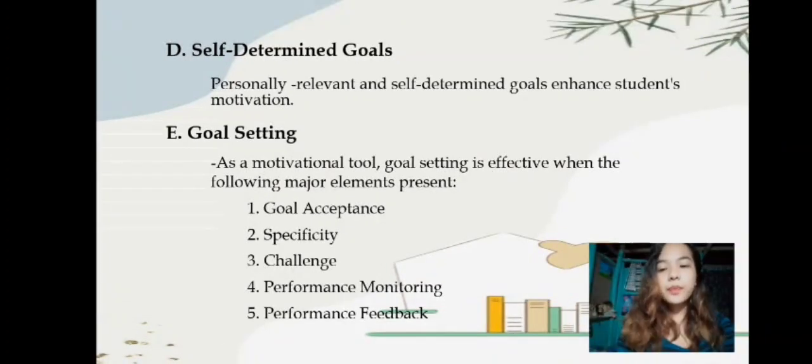Goal setting. As a motivational tool, goal setting is effective when the following major elements are present. First, goal acceptance. Second, specificity. Third, challenge. Fourth, performance monitoring. And fifth, performance feedback. Thus, it is necessary that our students accept and own our lesson objectives and that our lesson objectives must be challenging and SMART. The acronym SMART stands for specific, measurable, attainable, result-oriented, and time-bound.